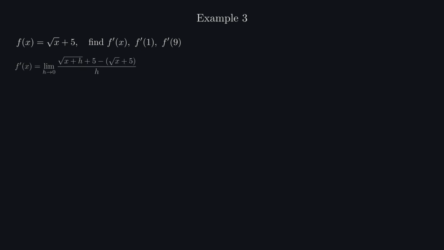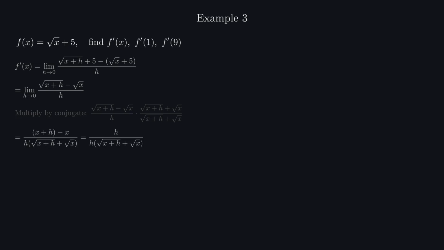From the definition, f prime of x equals the limit as h approaches 0 of square root of x plus h plus 5 minus square root of x plus 5 all over h. The plus 5's cancel immediately, leaving square root of x plus h minus square root of x over h. Again, we multiply by the conjugate, square root of x plus h plus square root of x over itself.